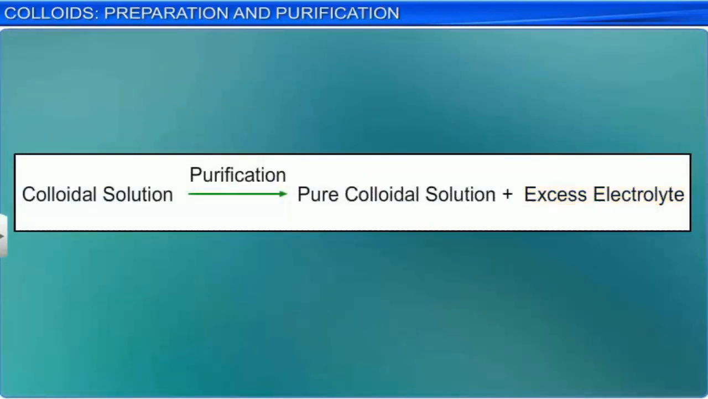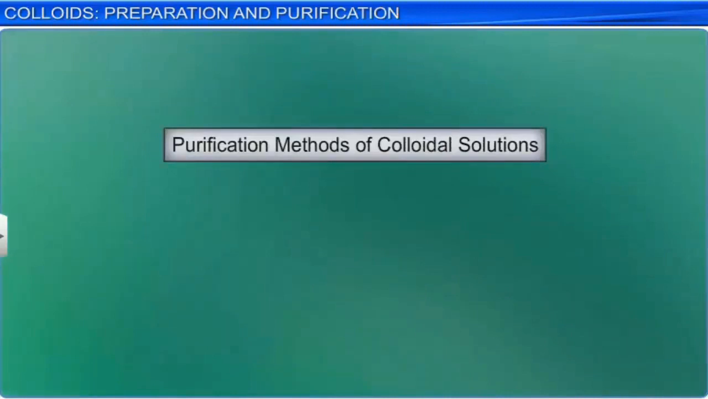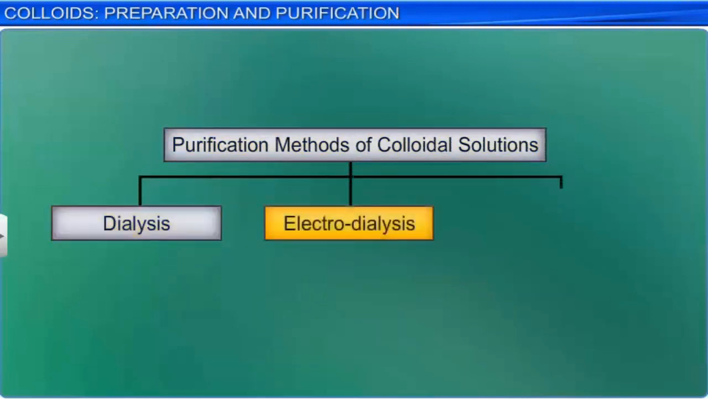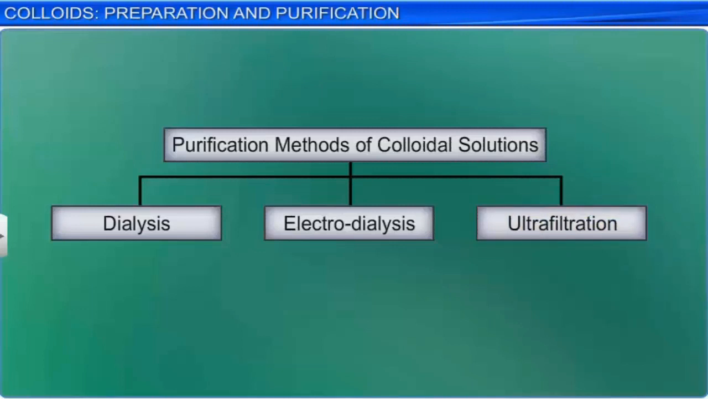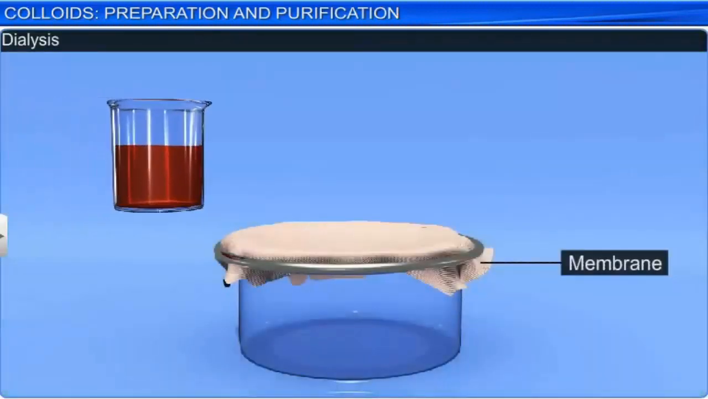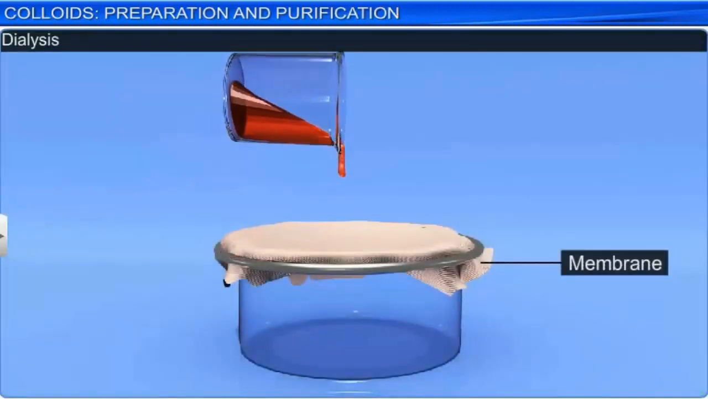The methods commonly employed for the purification of colloidal solutions are dialysis, electrodialysis, and ultrafiltration. Let us discuss these methods one by one. The first method is dialysis. It is defined as a process to remove a dissolved substance from a colloidal solution by means of diffusion through a suitable membrane.